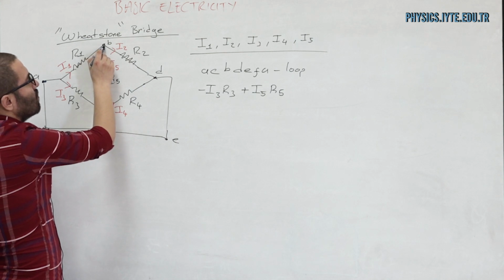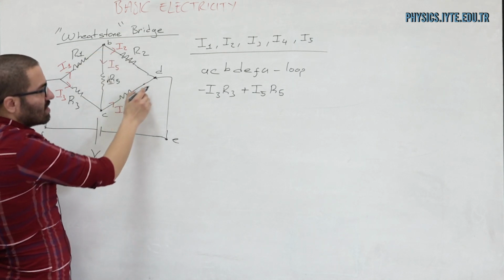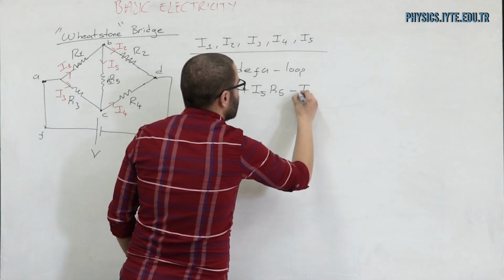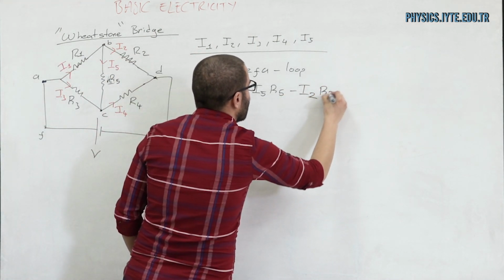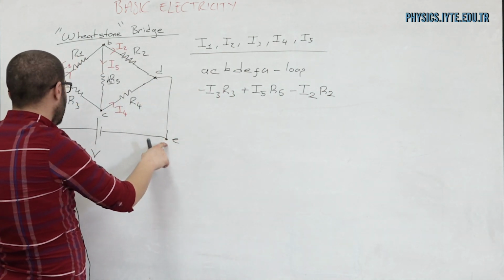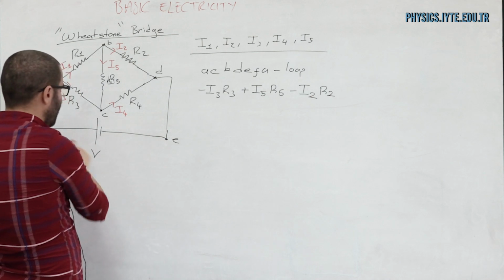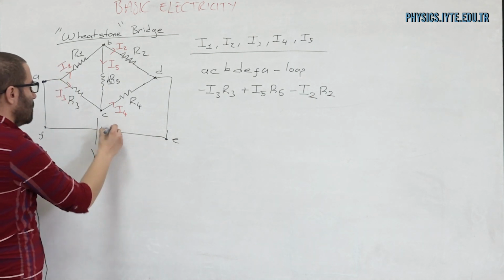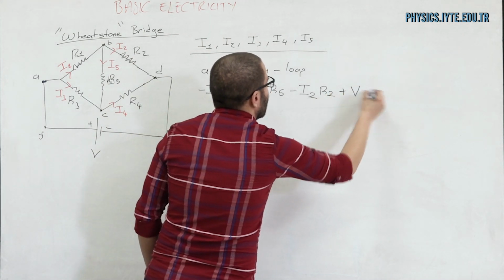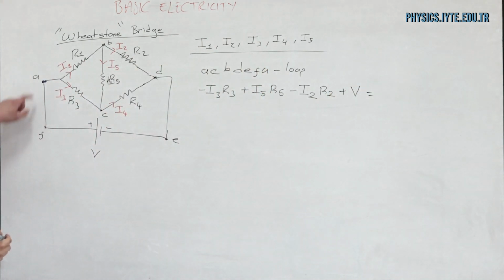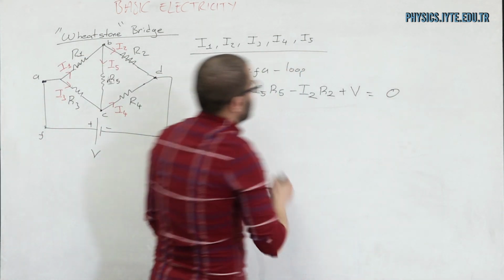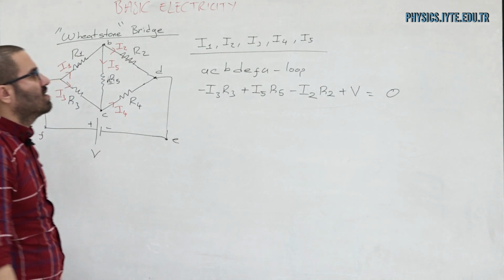Now I'm moving from B to D. I'm moving in the same direction as the current, so I'm going to have a drop in potential, I2 times R2. And then from D to A, E, from E to F, I have an increase in potential, an amount of V. And then I'm back at where I started. Therefore, the sum of these potential drops must be 0.